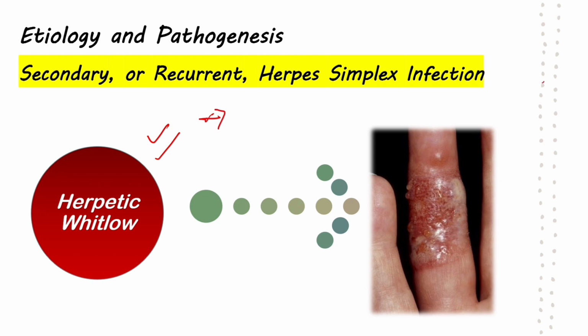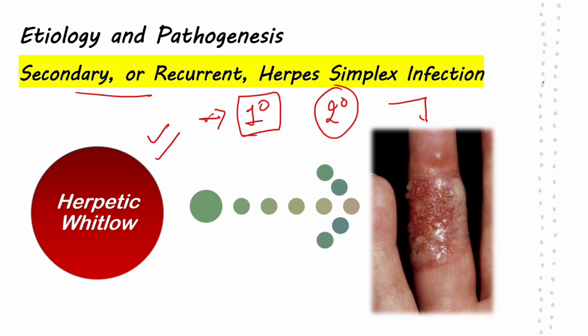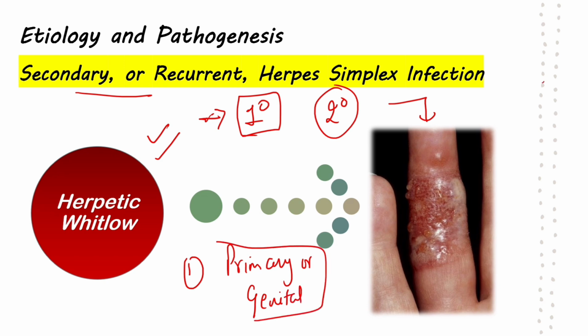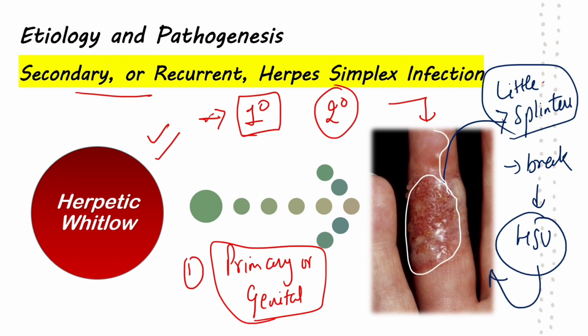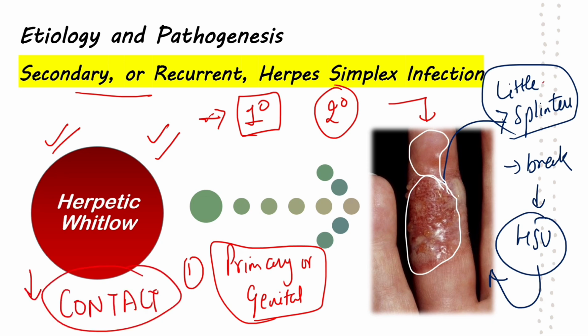Herpetic whitlow can occur as either primary infection or secondary infection involving the fingers. It typically arises as a complication of primary herpes or genital herpes, where the virus is introduced into the skin through a break in integrity of the skin. Usually we have little splinters over the skin of the fingers. This break in the skin integrity allows the herpes simplex virus to enter the skin of the fingers and cause the infection in the fingers. Herpetic whitlow can be transmitted through contact with infected oral or genital secretions.